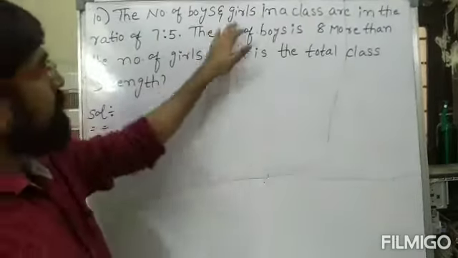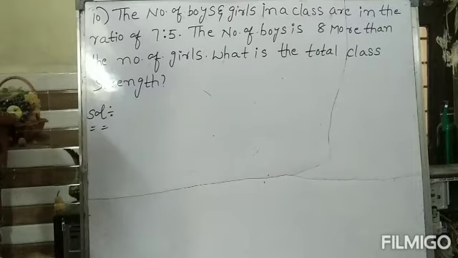So the number of boys and girls in a class are in the ratio of 7:5. The number of boys is 8 more than the number of girls. What is the total number of students?